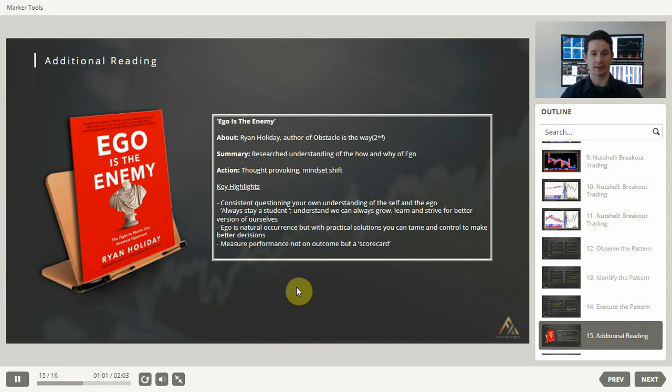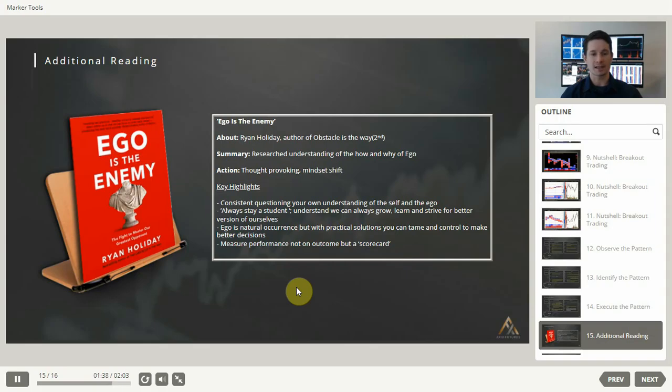Always stay a student. This is one of the key highlights. Understand we can always grow, learn, and strive for a better version of ourselves. With an ego, we can't grow as effectively, and this is something the book does spend a lot of time going over. Obviously, then, ego is a natural occurrence, but with practical solutions, you can tame it and control it to make better decisions. So again, it's not about eradicating the ego. We've all got it. We have to live with it. But it's about understanding it and what role it ultimately plays within us, and how we can utilize the ego ultimately to our advantage rather than to our disadvantage.